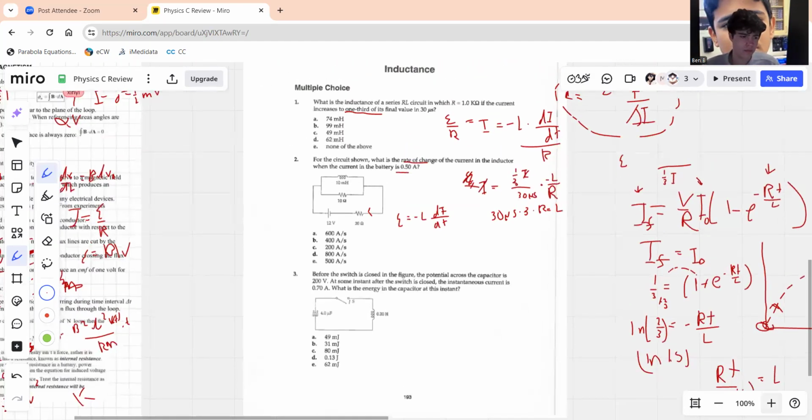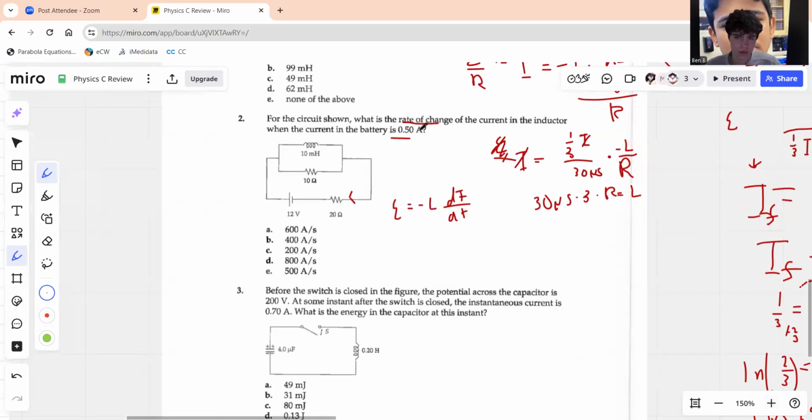Yeah, that should. For the circuit shown, the rate of change in the current, so you just use this equation. When the current in the battery is 0.5 amps, so this is going to be 10 volts is a potential difference. So E is equal to 2 volts. So someone asked if we can go over that equation with the e in it. I naught times 1 minus e to the power of negative RT.